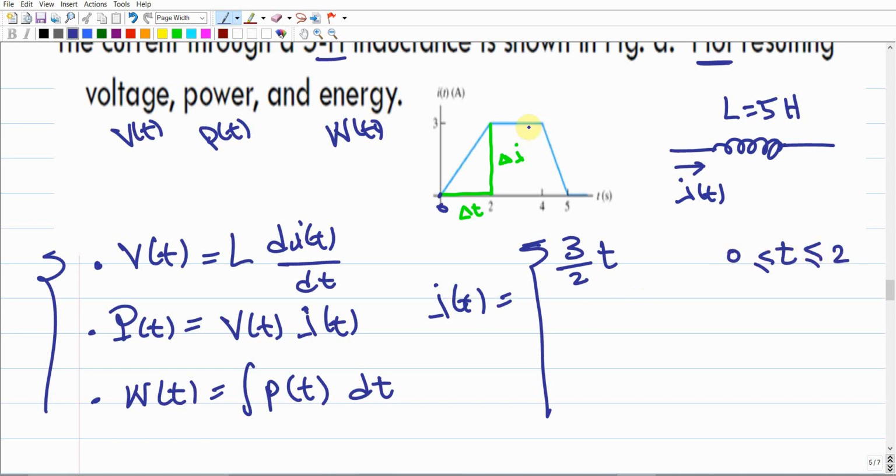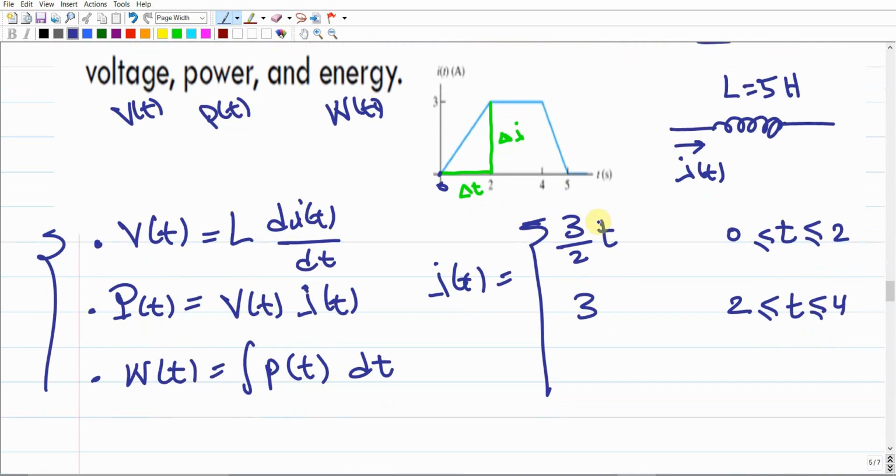How about the second period? There is a constant function with the current equal to 3, and there is no time dependence within the time period between 2 to 4. And between 4 and 5 we're going to end up with a declining or decreasing slope. It means this slope should be negative. The slope can be calculated as delta I over delta t. Delta t in this case is just 1 because the time difference here is just 1, and delta I will be 3 as well. So we end up with a slope of negative 3, times the time, plus b.